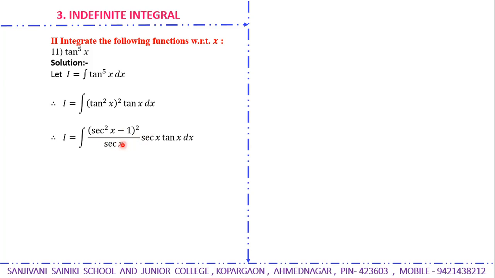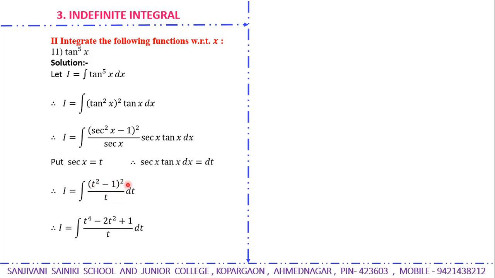Why have we adjusted this sec x? Because I know that the derivative of sec x is sec x into tan x. So this term will be replaced by dt, and here you will get t square minus 1 bracket square upon t. Take the square of the numerator: t raised to 4 minus 2t square plus 1 upon t. Now divide each term of the numerator by t. You will get integration of t cube minus 2 times integral of t plus 1 upon t dt.